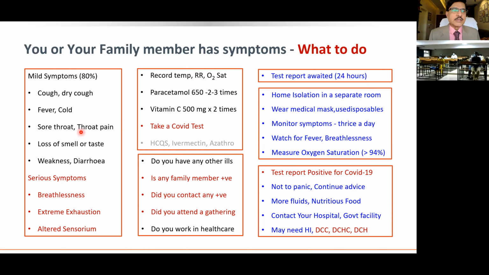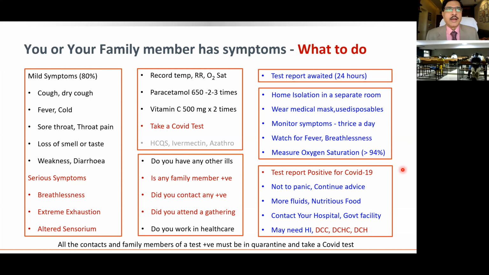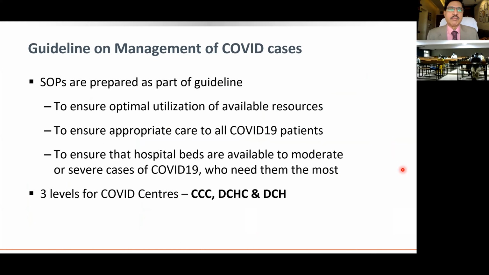What are the symptoms? Once again, cough, dry cough, particularly fever, and then the cold may be there. And then hypothermia is also important. Low body temperature is also an impending disaster. So sore throat, throat pain, loss of smell, taste, weakness, diarrhea, I told you. Serious symptoms are exhaustion, altered sensorium, and breathlessness. This is for non-medical people, or somebody who is becoming sick in a family. What to do immediately? This slide you can share with them: all contacts and family members of a test positive must be quarantined and take a COVID test. If they're positive, they have to be isolated.